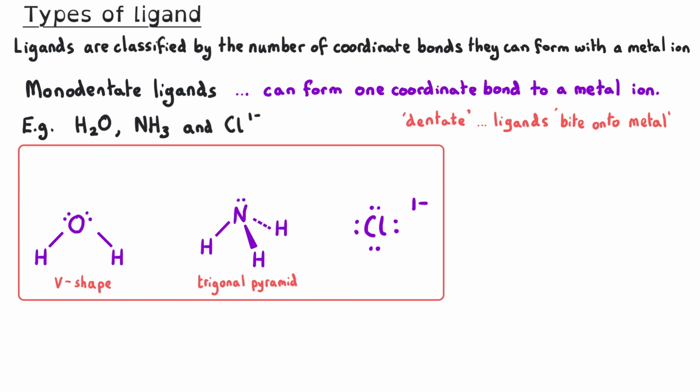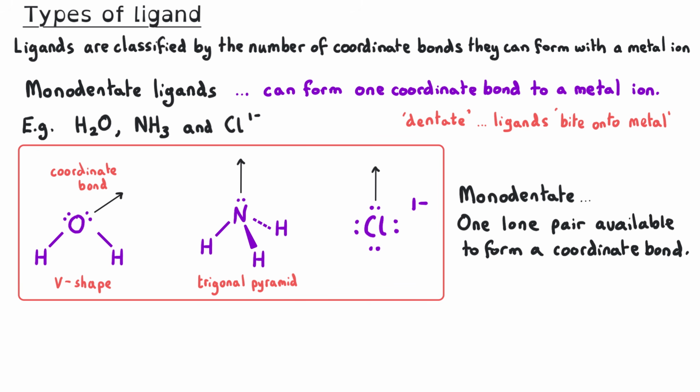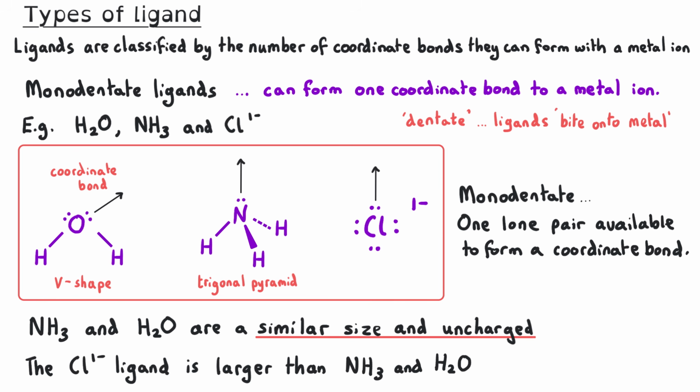You can see from the diagrams that I'm showing here the shapes of these ligands and the lone pairs that are available to form coordinate bonds. The water ligand and the chloride ion have multiple lone pairs, but they can still only form one coordinate bond each. That's because their geometry prevents multiple lone pairs from bonding to the same metal. Ammonia and water are a similar size and uncharged. The chloride ligand, as well as having a negative charge, is larger than the ammonia and the water, and this affects the shape of complexes with chloride ligands.